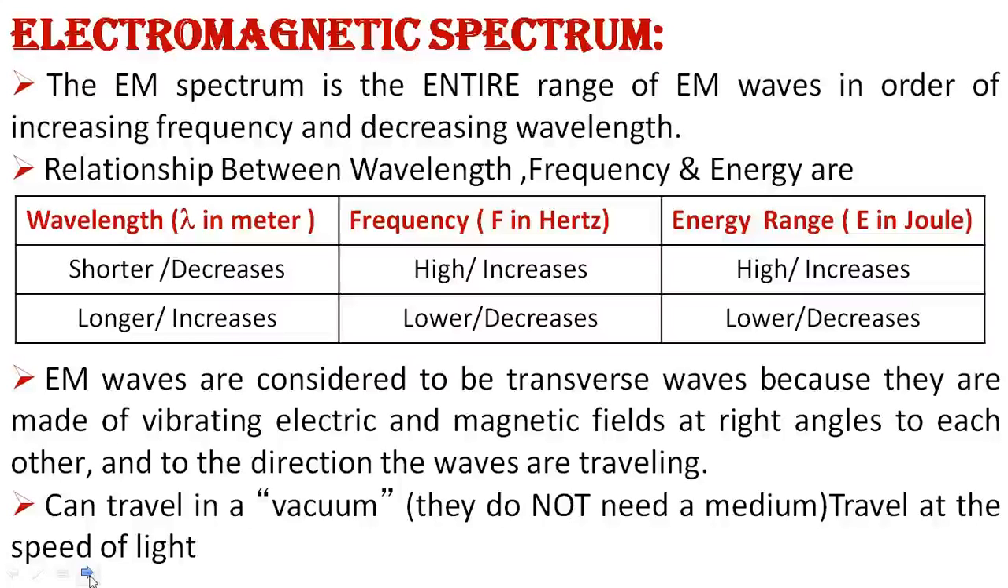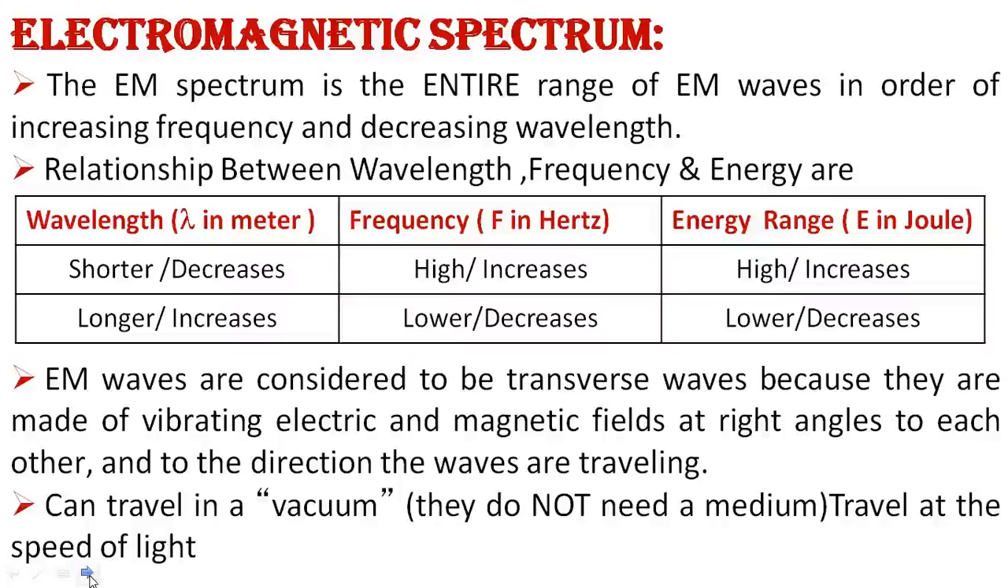When the wavelength is shorter, the frequency is high and the energy is high, meaning they increase as the wavelength decreases. And when the wavelength is longer, the frequency is lower and the energy is also lower. Energy and frequency change in the same way with the wave. Electromagnetic waves are considered transverse waves because they are made up of vibrating electric and magnetic fields at right angles to each other and to the direction the waves are traveling.